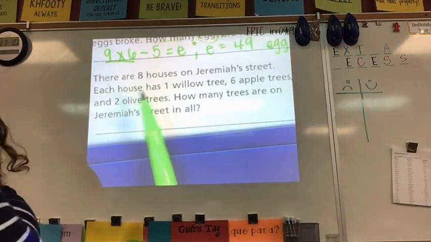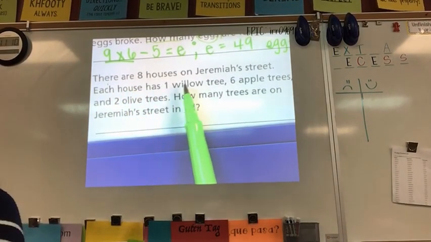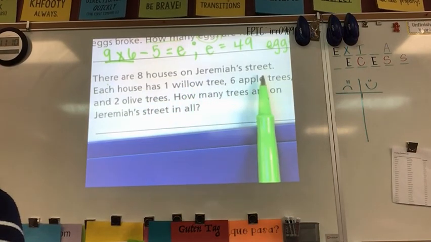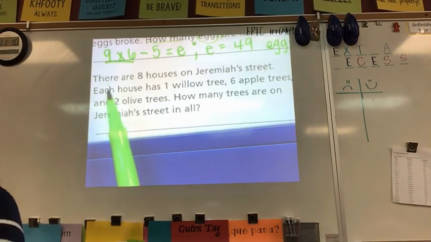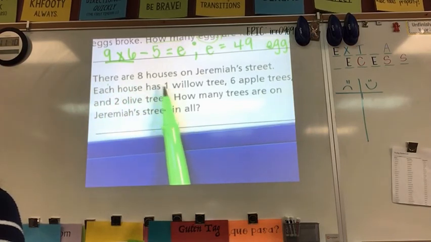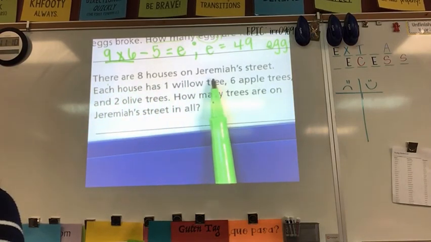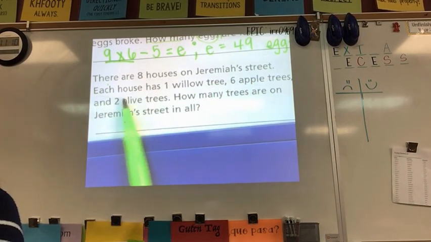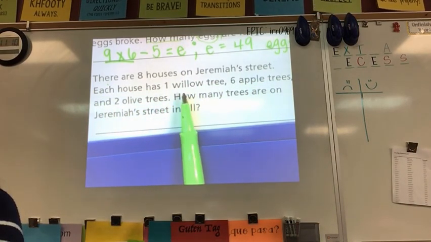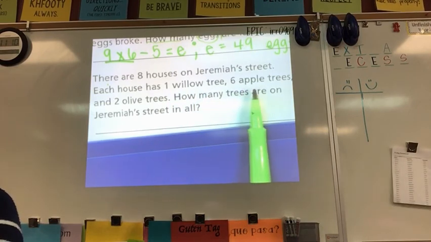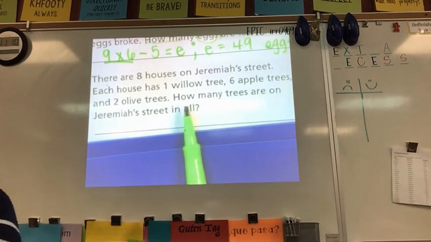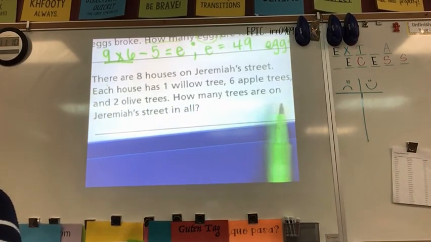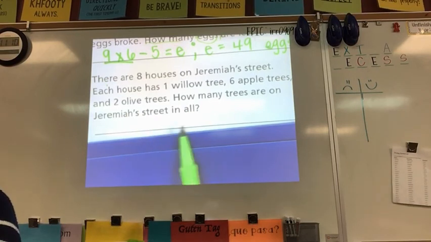There are 8 houses on Jeremiah Street. I'm going to start over because I want everybody reading with me. Are you ready? There are 8 houses on Jeremiah Street. Each house has 1 willow tree, 6 apple trees, and 2 olive trees. How many trees are on Jeremiah Street in all?